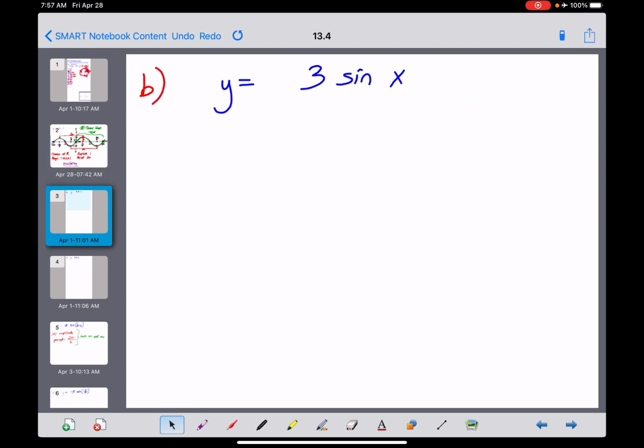Okay, we're going to move on and do 2 more examples here, guys, but these 2 are going to go much quicker than the ones that we just did.